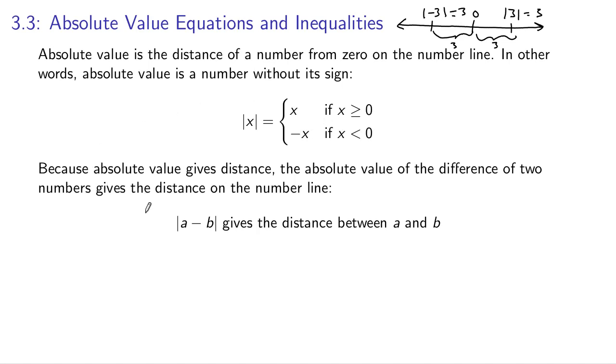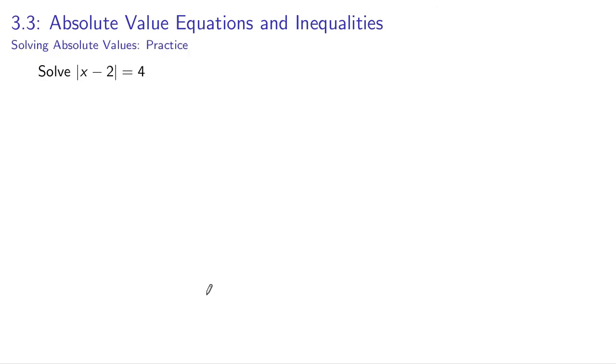Since absolute value has to do with distance, the absolute value of the difference of 2 numbers gives the distance on the number line between the 2 numbers, a and b. So, for instance, the absolute value of 7 minus 1 is 6. That's the distance from 7 to 1. And we'll do some more examples here to show us how to make use of this information.